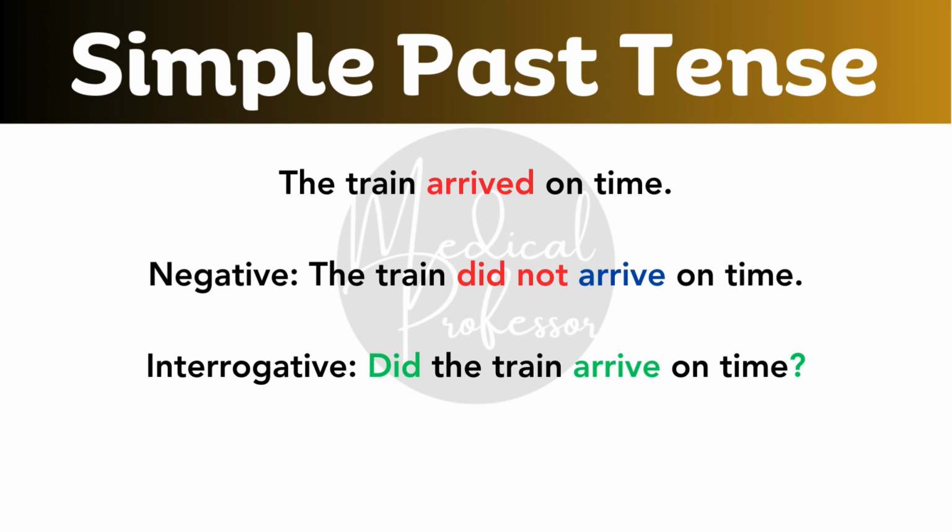The train arrived on time. The train did not arrive on time. Did the train arrive on time?